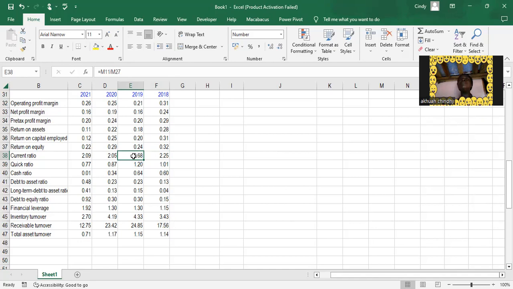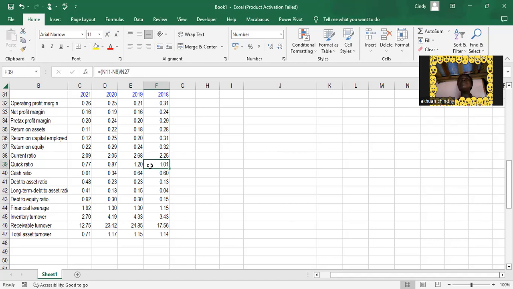So if someone comes that wants money, you can sell your current assets and get twice the amount that you need to cover your current liabilities. You get it? So with a quick ratio, there's a limitation to the current ratio because there are certain assets that you can't turn over quickly. So the quick ratio addresses that.